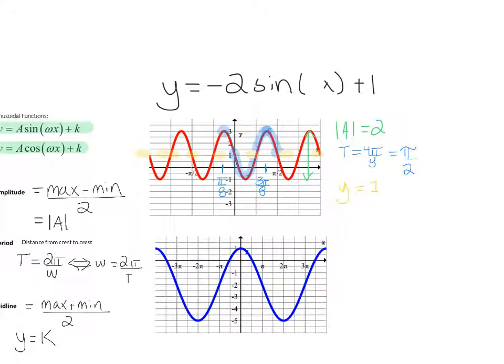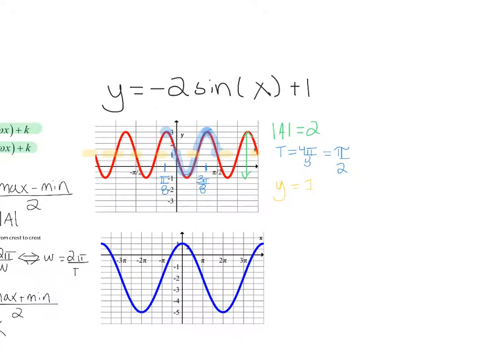If I want to figure out what the omega is, that's where we're going to use omega is 2 pi over the period. So my omega is 2 pi divided by pi over 2. And if I invert and multiply, I get 4.